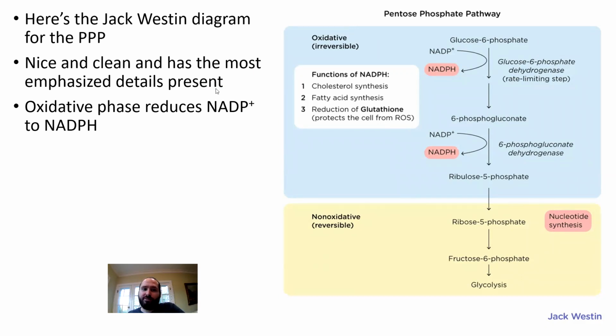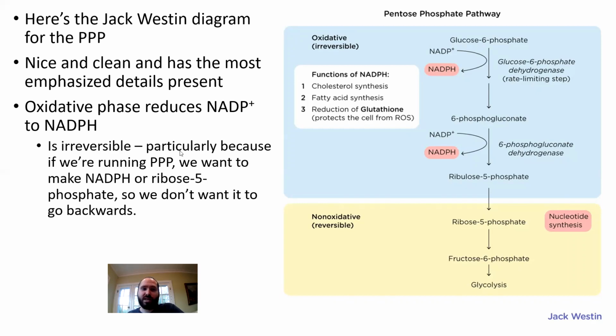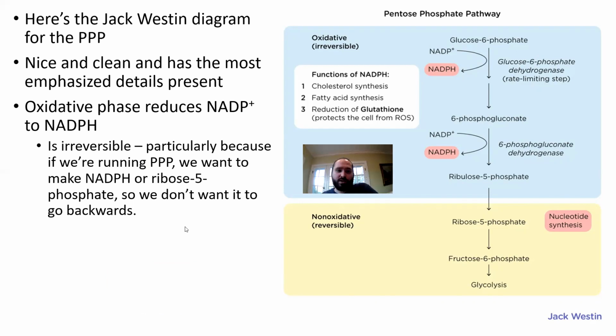We're saying that the oxidative phase is irreversible. Now, the reason for the oxidative phase being irreversible, the main reason, at least functionally, is because if we're running the pentose phosphate pathway oxidative phase, we want to make NADPH. If we're running the non-oxidative phase, we're making ribose 5-phosphate. So because the purpose of running this pathway is for those, it's run only at the specific times when you need either NADPH and/or ribose 5-phosphate, we don't want this pathway to ever really go backwards. So that's functionally why it's an irreversible process. We'll talk about chemically why it's irreversible as well.